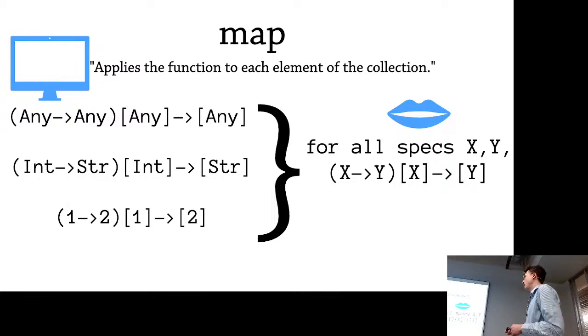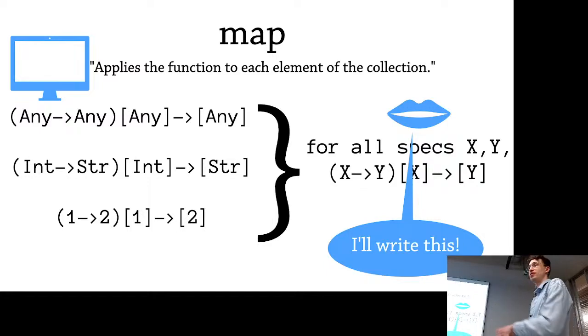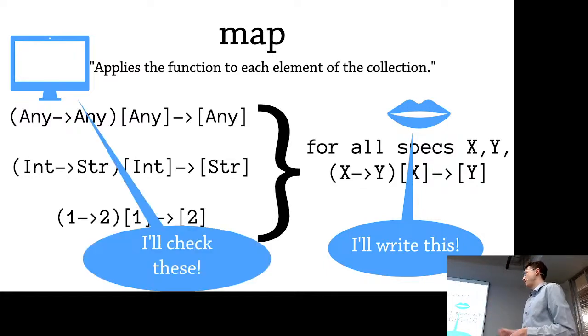And again, we went from left to right, how we got this spec, but what happens under the hood, we go from right to left. We're on the right, we're writing this in the really big syntax that we saw before. I'll write this, and then I'll check these.